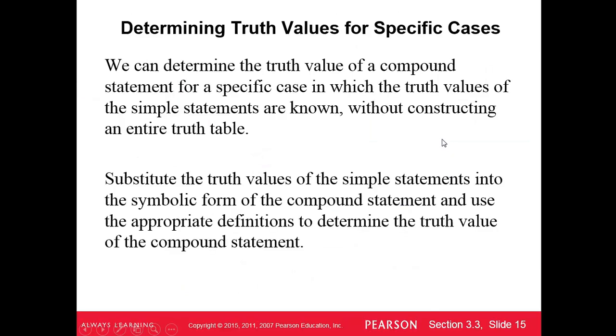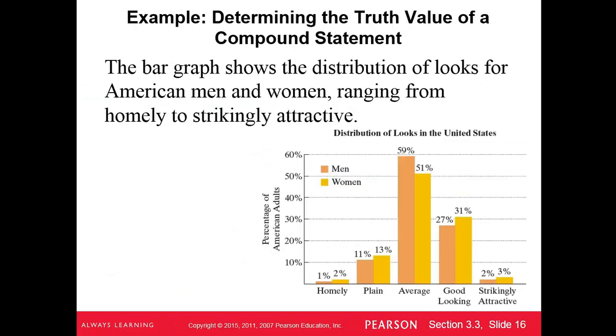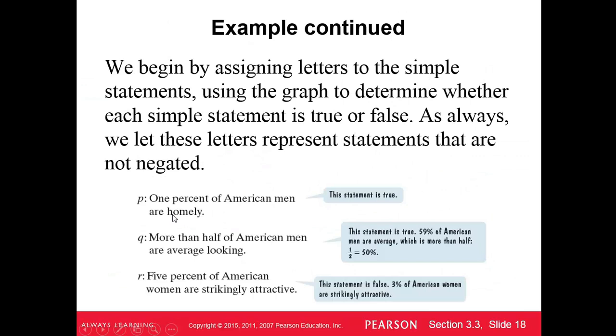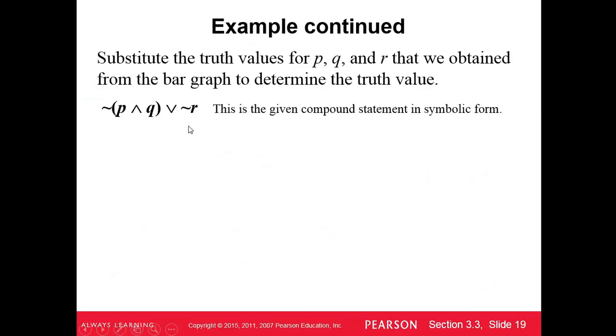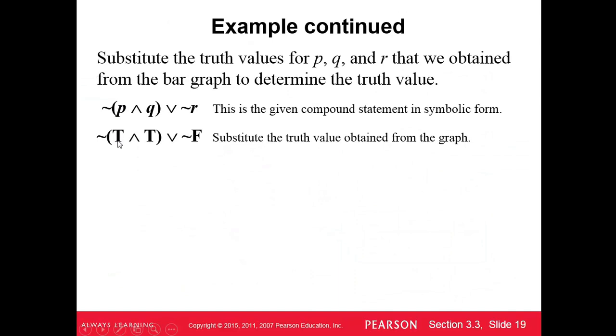If you need to determine a truth value for just a specific case, then you will be extremely happy. You won't have to do a whole truth table. You can just simply do a straightforward row. So for example, we have P, Q, and R based on that prior graph. P is true, Q is true, R is false. So we want to look at a specific case. So we substitute P is true, Q is true, R is false.